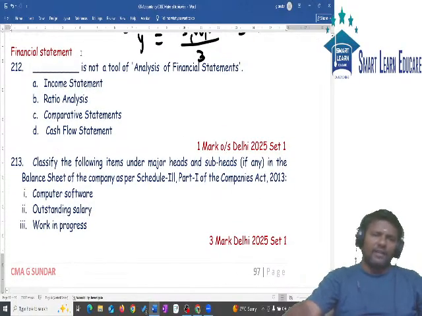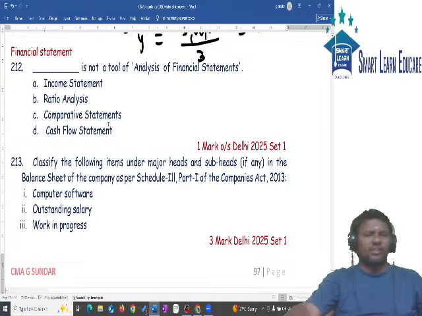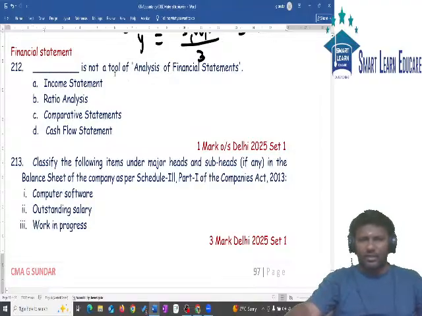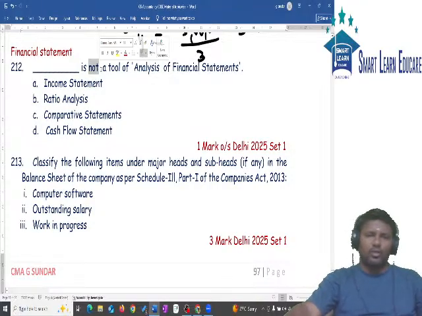Next, financial statement. Financial statement is nothing but the Schedule 3 format. What is the major heading and subheading, you should know. First question, dash is not a tool of analysis of financial statement. Dash is not a tool, they have asked.